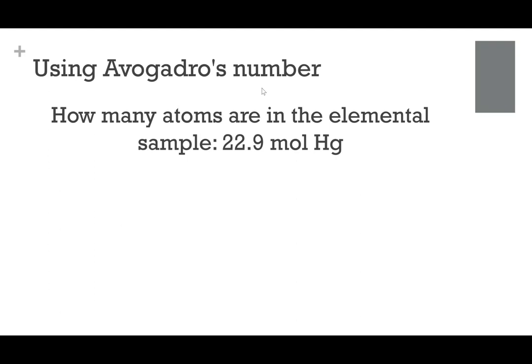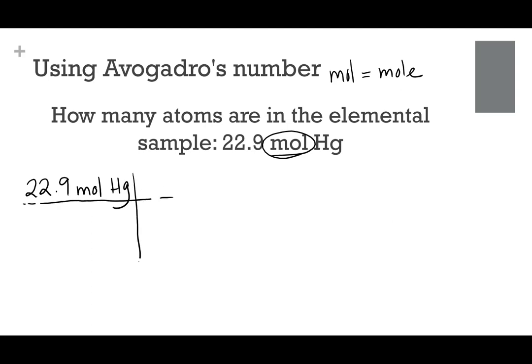We write down the number that was taken. So I'm going to write down 22.9 moles of mercury. And this right here, MOL, is just the shorthand for mole. Why we can't be bothered to write the E, I don't know. We're lazy chemists. But if you see MOL, it's just the shorthand for mole. All right, so back to our problem. We write down 22.9 moles of mercury. We draw our train tracks.